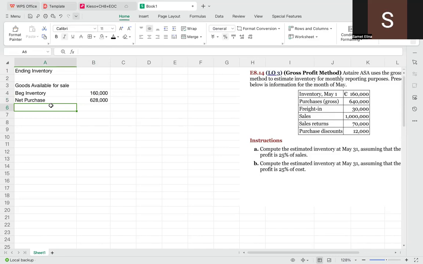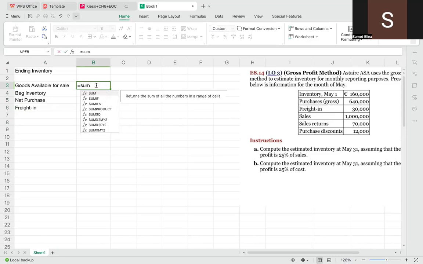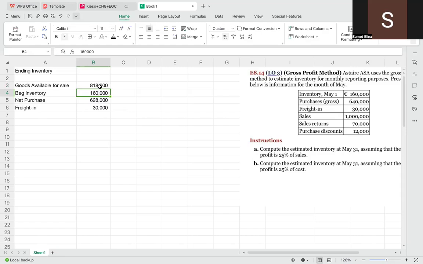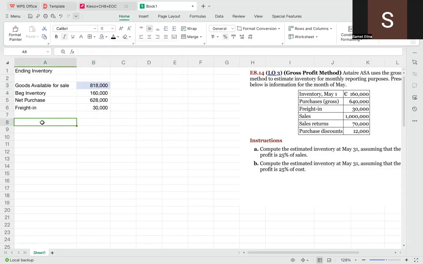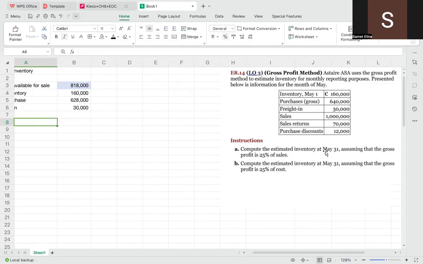And we have added freight-in, which is 30,000. So our goods available for sale would be the sum of beginning inventory, net purchase, and freight-in. This is our goods available for sale. And now compute the estimated inventory, assuming that the gross profit is 25% of sales.